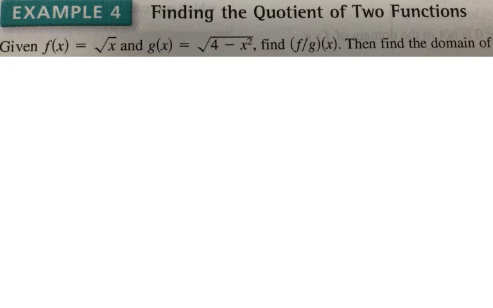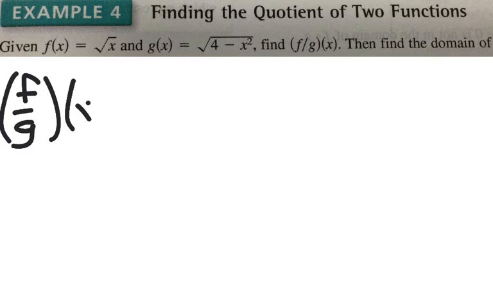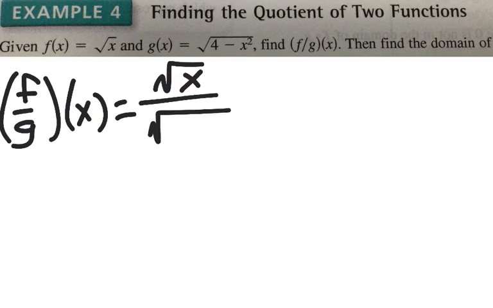All right, now I've got f of x and g of x. It tells me to find f divided by g. So f over g of x is going to be radical x over radical 4 minus x squared. Later on we're going to have to rationalize this denominator, but for now we can leave it like it is.